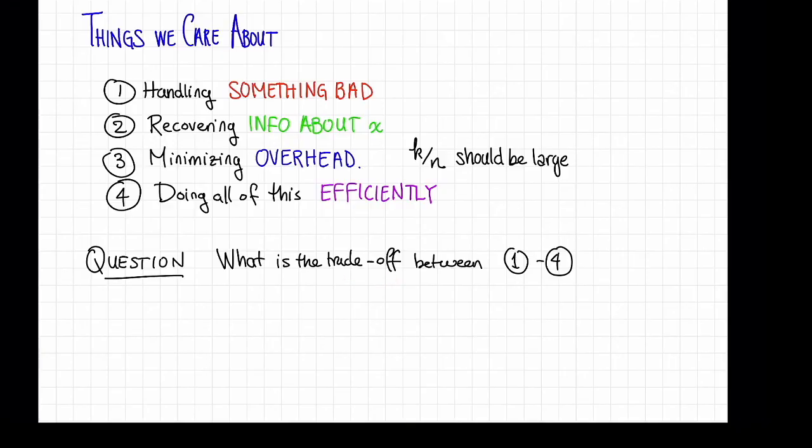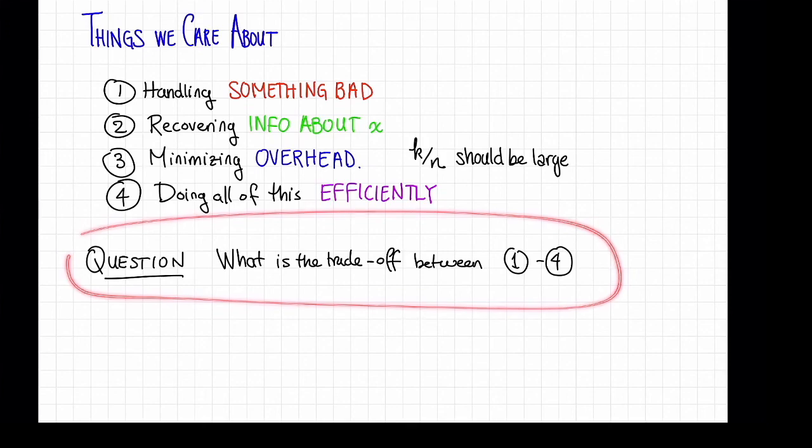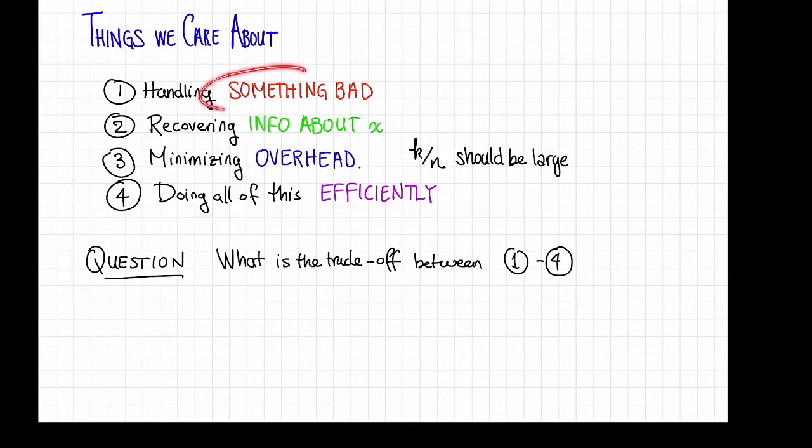The reason that I said that this is a family of questions rather than a single question is because I haven't really defined what these things are. That is, what does something bad mean? Is it that some fraction of the symbols are going to get corrupted? Is it that some of them are going to drop out? Is it something else? I also haven't said what sort of information we want about X. Do we want to recover all of X, or maybe just the first bit of X, or something else? Okay, I think I said what overhead means. It means this. But I also didn't say what efficiently means.